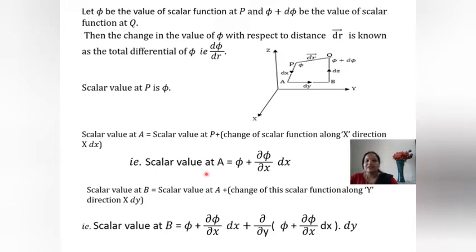Therefore, scalar value at A equals phi plus dou phi by dou x dx, and scalar value at B is equal to scalar value at A plus the change in this scalar function along y direction, which is dou phi by dou y dy. Therefore, scalar value at B is equal to phi plus dou phi by dou x dx, this is scalar value at A, plus dou by dou y of phi plus dou phi by dou x into dx. This is scalar value at B.